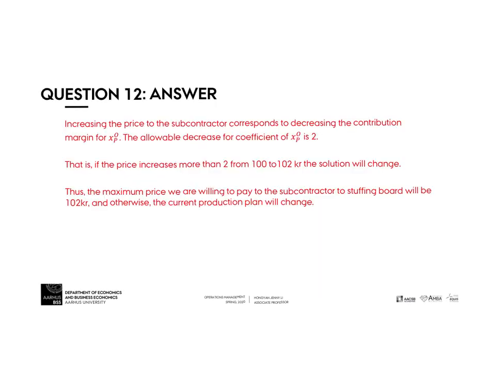So here you see the more structured solution for question 12. Increasing the price to the subcontractor corresponds to decreasing the contribution margin. The allowable decrease for the contribution margin is 2. That means if you give this 2 to your subcontractor, you can still keep your current production plan. That means you should pay a maximum of 102 kroner to your subcontractor.